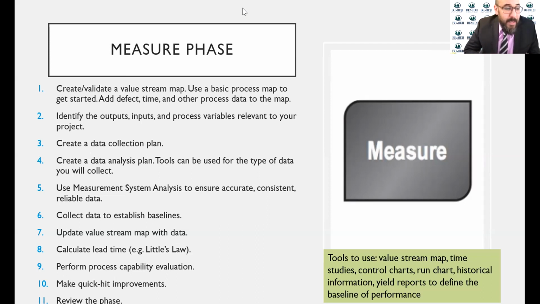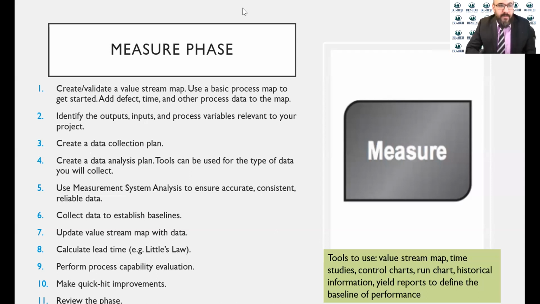And then we could do the process capability evaluation. What's the process capability? What level of Sigma is it at right now? And if you could do a quick improvement, why not? You could do it right away. Maybe just a simple adjustment of a machine would help and solve the whole problem.